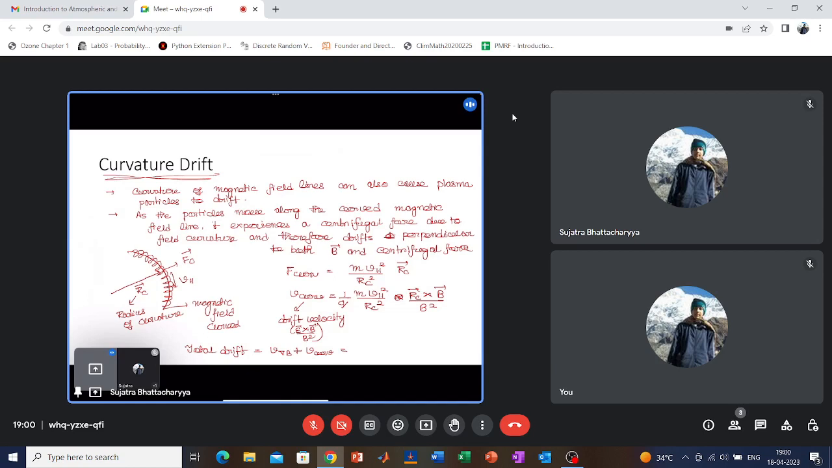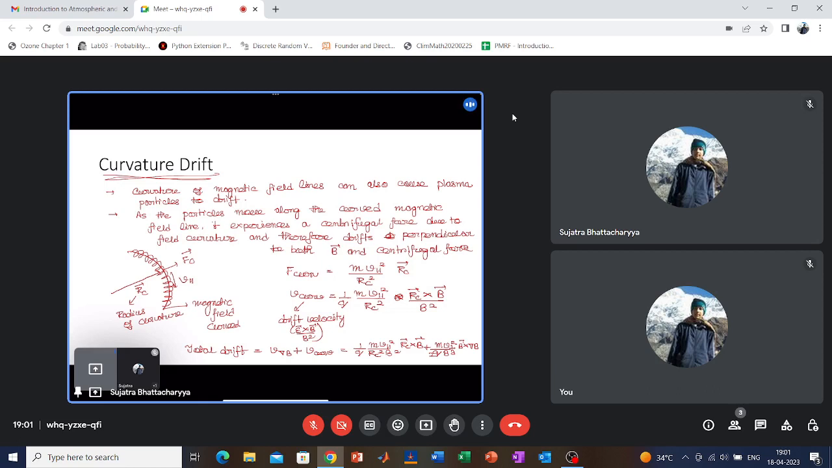So let us write the vectorial expression for the drift velocity, which is nothing but 1 by Q, m V parallel square divided by R_C square B square, this is R_C cross B, plus m V perpendicular square divided by Q into 2 B cube, it is B cross grad B. Now you just change the expression of grad B to delta B delta Y, and B to B_Z K cap, and this is J cap, and this B will be automatically cancelled out. So this is the final expression of the total drift.